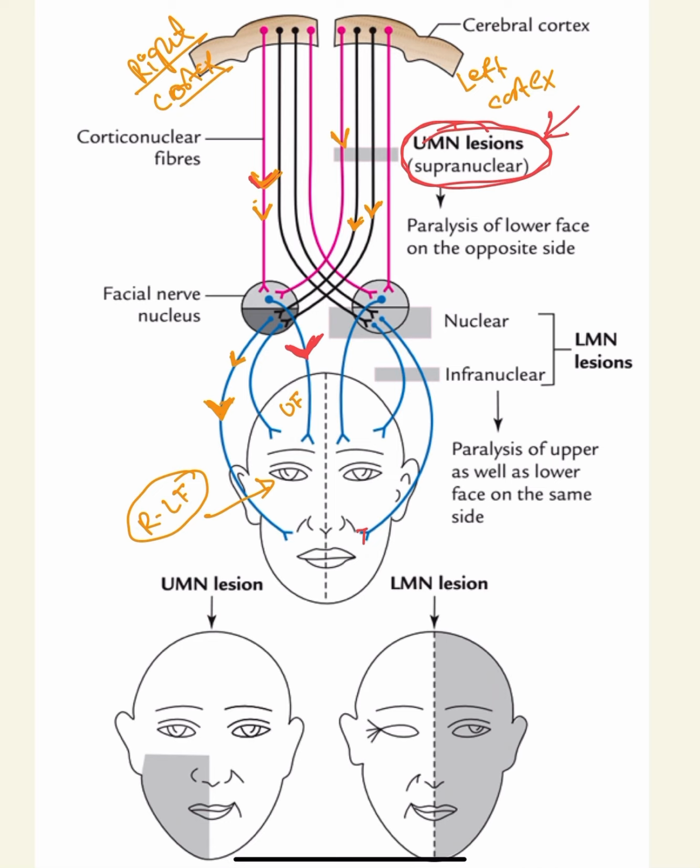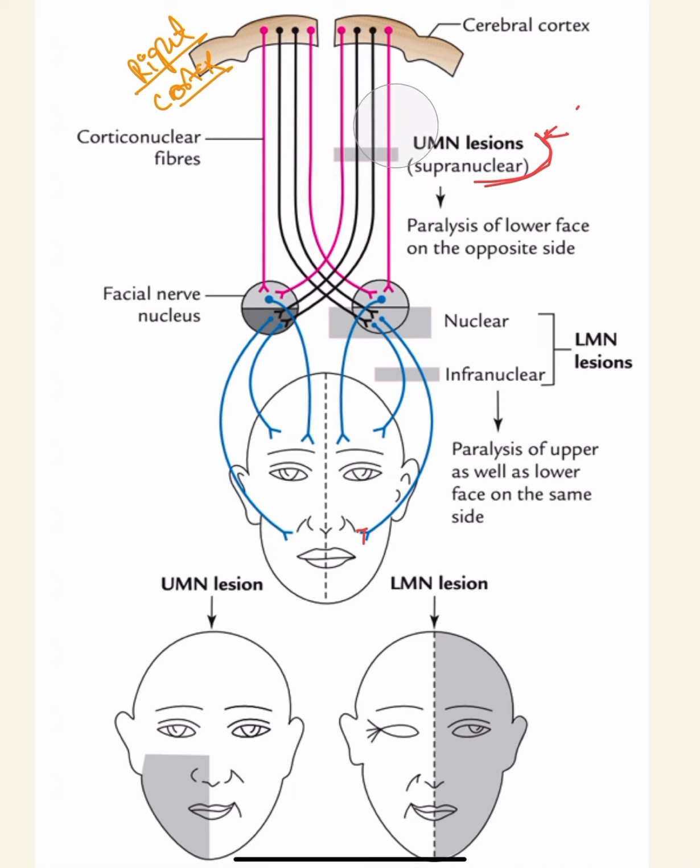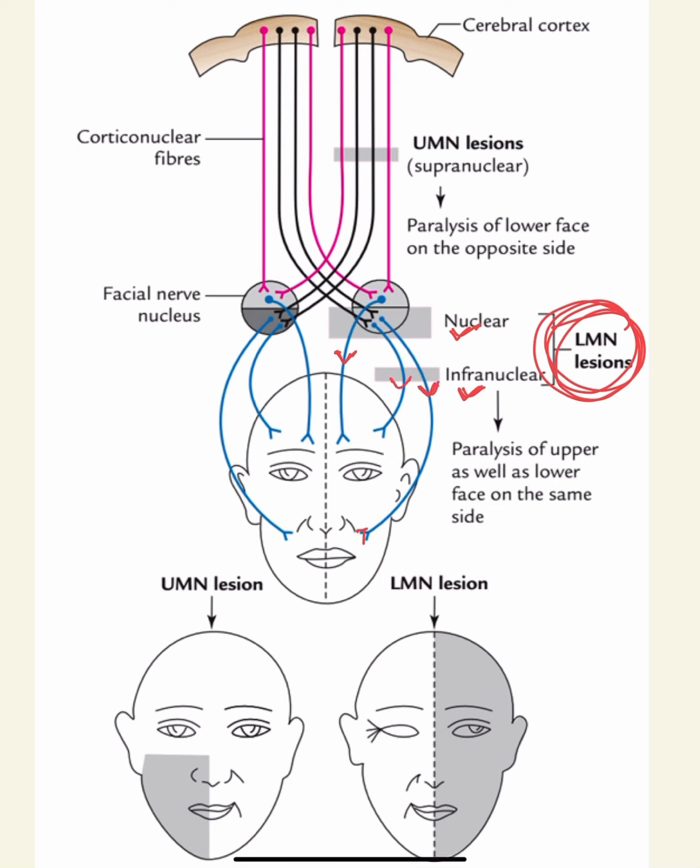That means if the right side of the face is affected, there will be an upper motor neuron lesion of the left side. There will be a left side upper motor neuron lesion. That is one concept. Now the next concept is that in case of a lower motor neuron lesion, both the upper part and the lower part of the face get affected. Here you can see the lower motor neuron lesion. In case of a lower motor neuron lesion, that means a lesion either in the nuclear part or the infranuclear part, this nerve will also get affected. All these nerves will get affected. That means there will be paralysis of both the upper part of the face and the lower part of the face. Thank you.